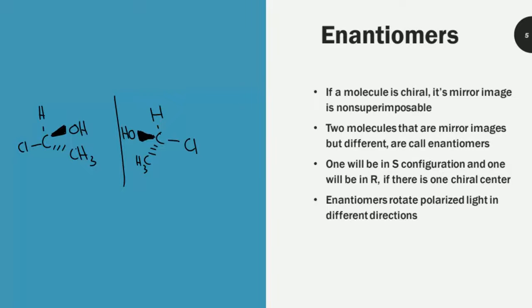So these are enantiomers. And when you have enantiomers, one will be in S configuration and one will be in R if there's one chiral center. And then the special characteristic of enantiomers is that they have different optical activity, so they'll rotate polarized light in different directions. I don't really know what that means in terms of actual real life lab, but how do you measure the rotation of light?